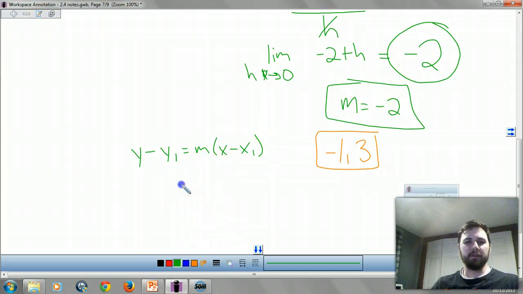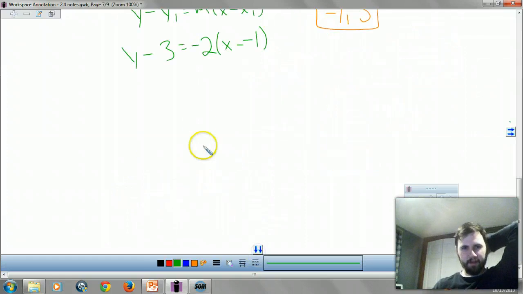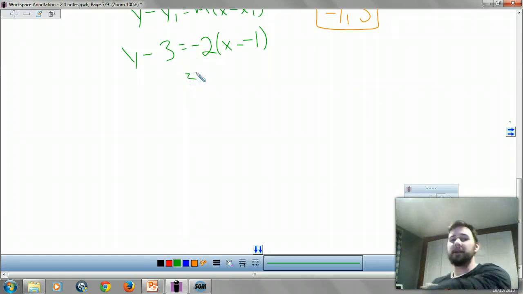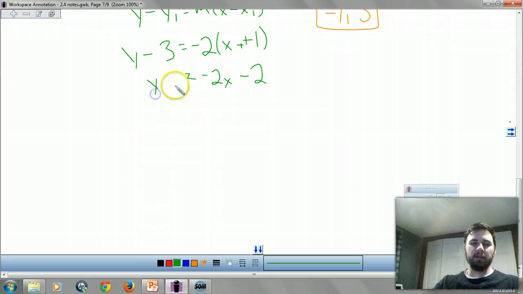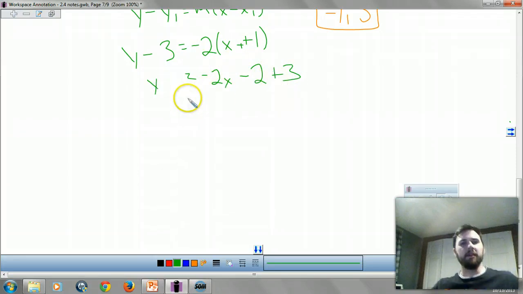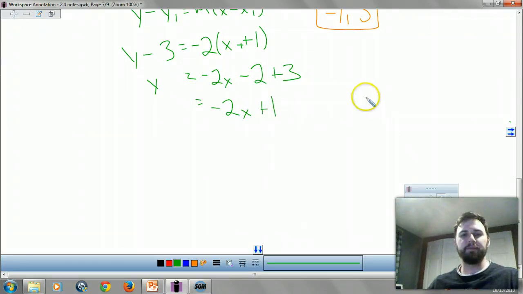So we plug in our pieces. Our slope was -2, times x minus your x coordinate, and y minus your y. You do have to get y by itself, guys. So you get -2x, and this becomes a +1, so it's -2. Add that 3 to both sides, so on this side you get y equals -2x plus 1.